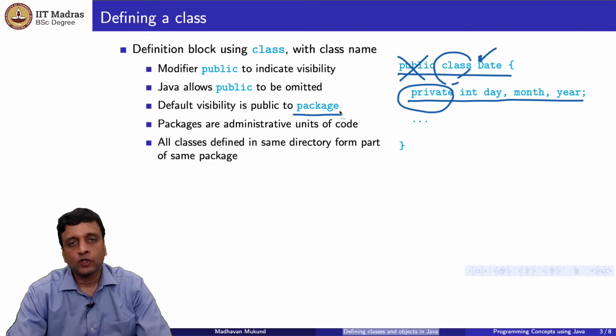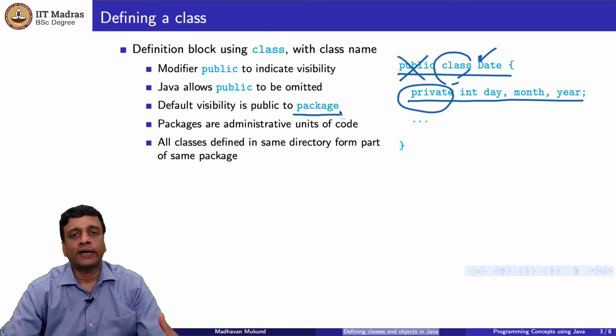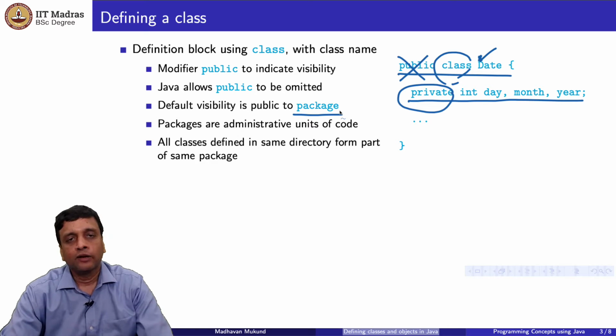And what Java assumes is that all the classes which are defined inside, say, one directory or one folder in a system are all public to each other. So there's a kind of default package. If you write something .java, then all the other .java files in that same directory are deemed to be part of the same package. So that's why you can get away with not writing public.